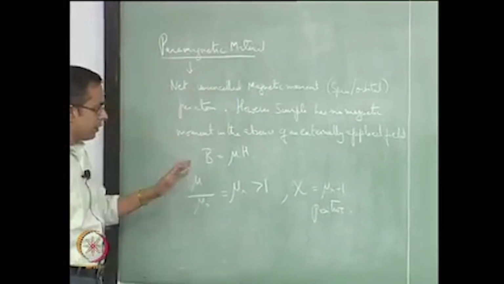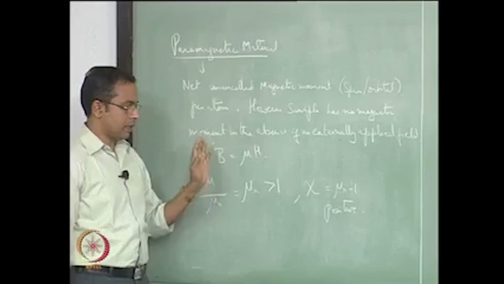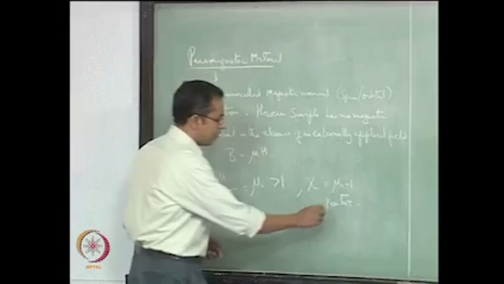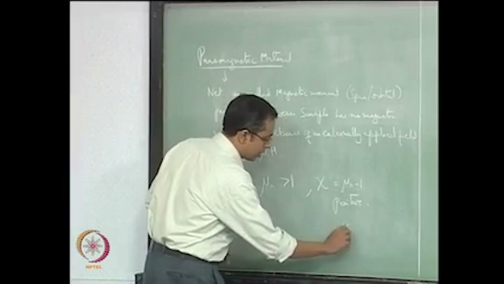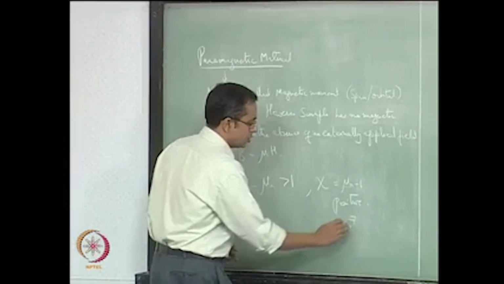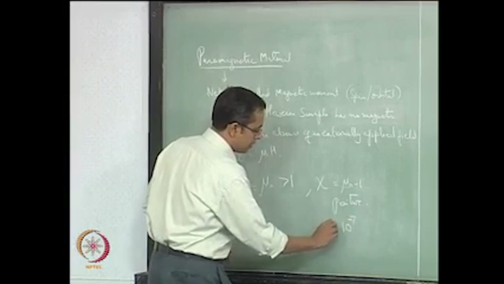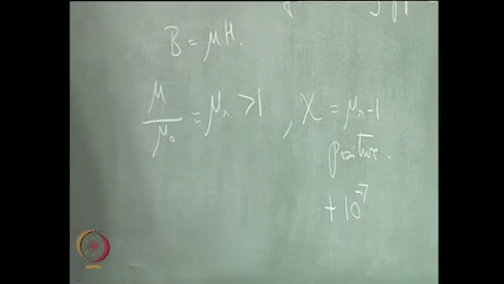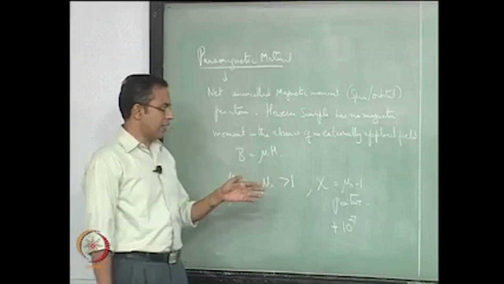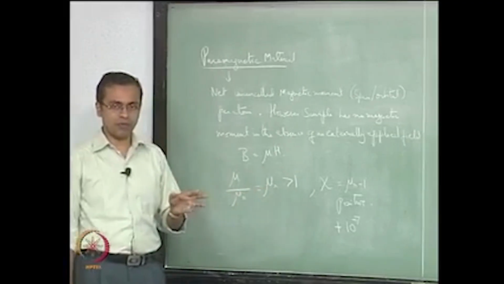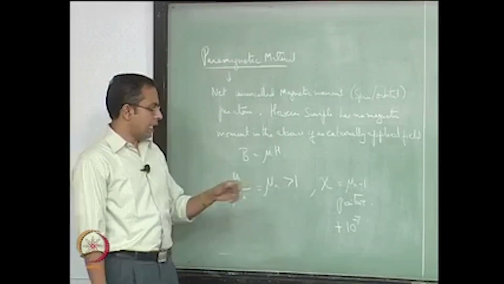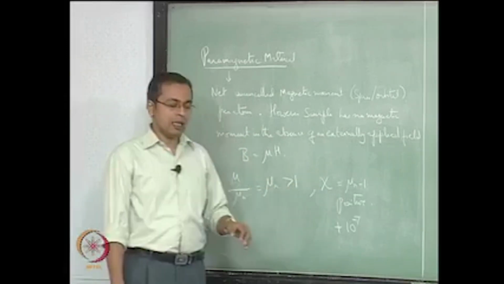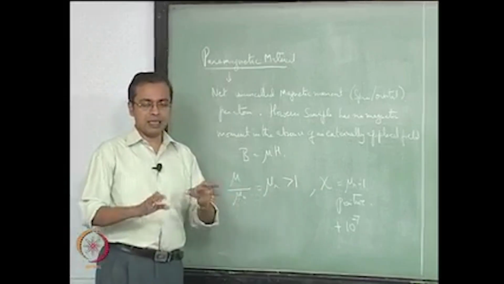Okay. However, this phenomenon is still a very weak phenomenon. So chi is a positive value, but it is still of the order of 10 power minus 7. So here it is plus 10 power minus 7, and in the case of a diamagnetic material it is minus 10 power minus 7. Okay, so of that order we are looking at. So it is a negative value for a diamagnetic material of the order of minus 10 power minus 7, and for a paramagnetic material it is plus 10 power minus 7. So these are small numbers in the relative sense.